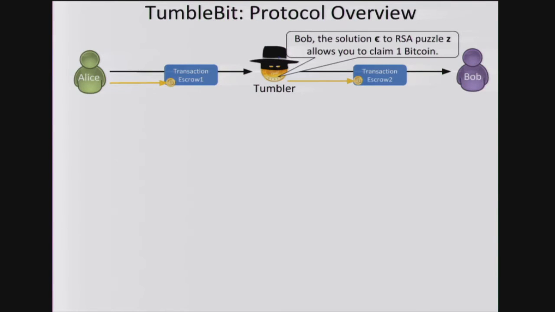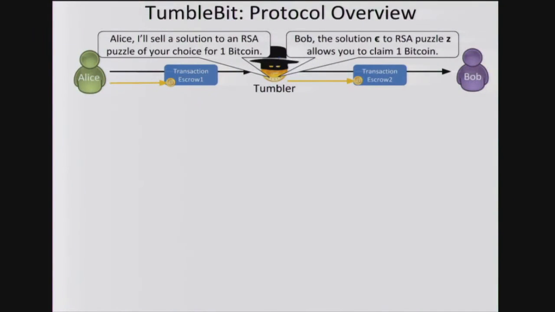So what the Tumbler is going to do is say to Bob, if you solve this RSA puzzle, I'll give you 1 Bitcoin. And the Tumbler says to Alice, I'll sell solutions to RSA puzzles. So you can see how this might allow Alice to pay Bob. Bob gets a puzzle, asks Alice to solve it. Alice pays 1 Bitcoin to solve it, sends the solution to Bob, and Bob then redeems 1 Bitcoin.